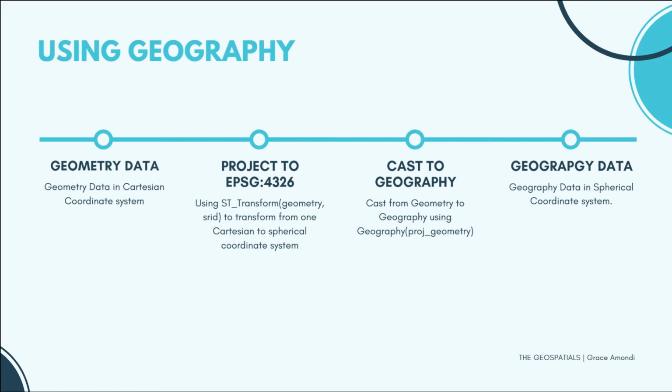Then next, we cast it to geography format. Casting it from geometry to geography is easy. You only use the geography clause and then enclose it around the geometry that has been projected or transformed. And then finally, you have your geography data, and its values will be stored in the geography column.